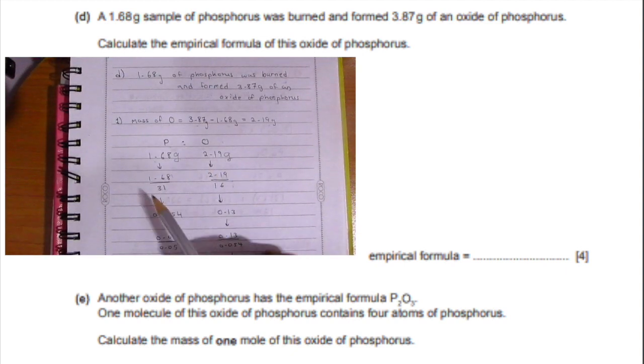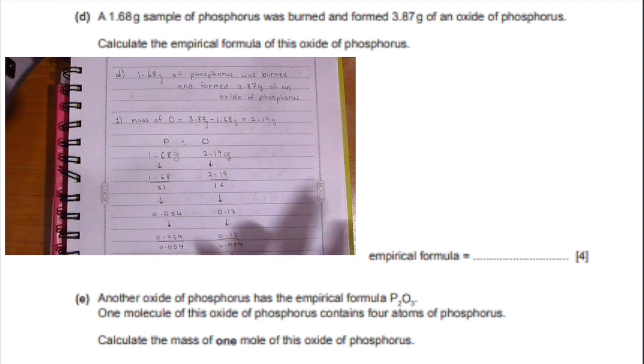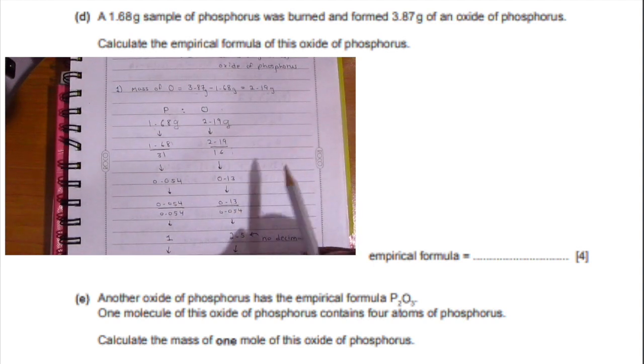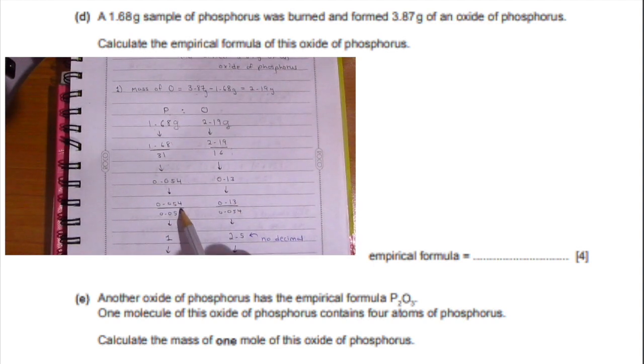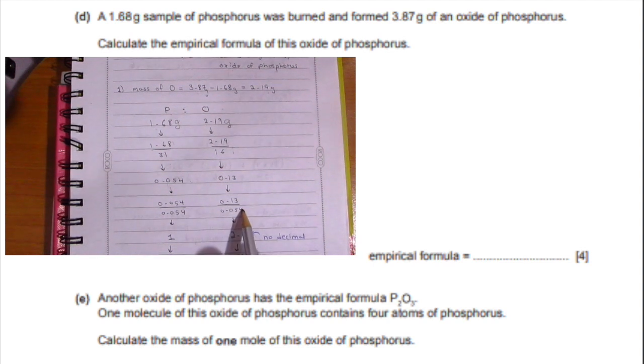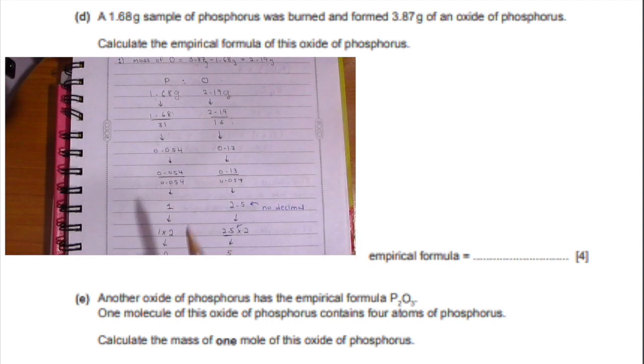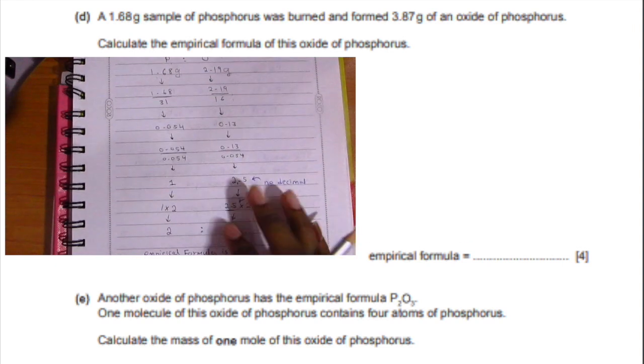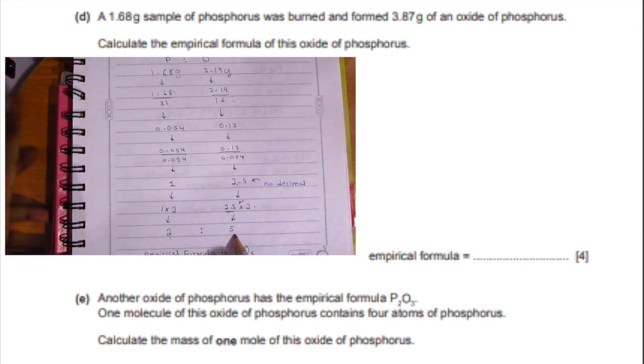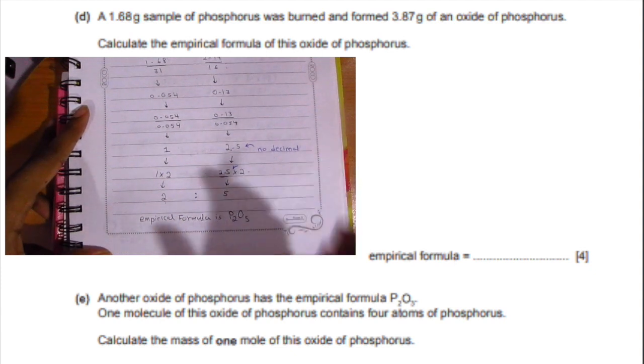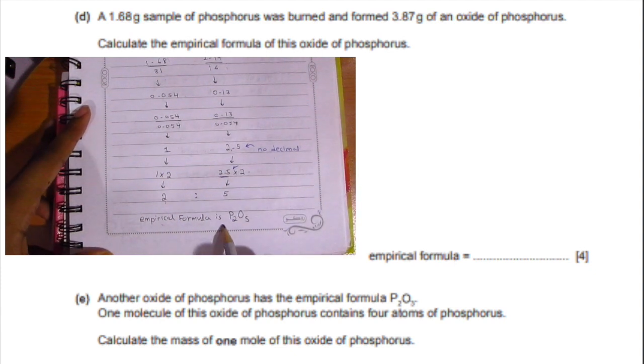So we're going to place the 1.68 and the 2.19 grams next to each other. Then we're going to divide by their atomic mass. That will give you the answers of 0.054 and 0.13. Then we're going to divide by the smallest number on both. That will give you 1 and 2.5. We can't have a decimal, so we can get rid of that 2.5 by multiplying by 2. So then the empirical formula would be P2O5.